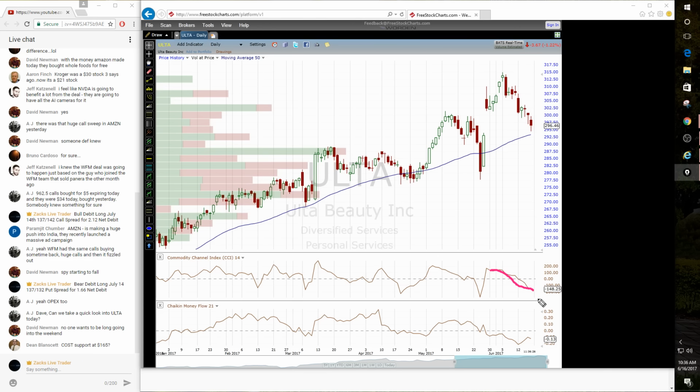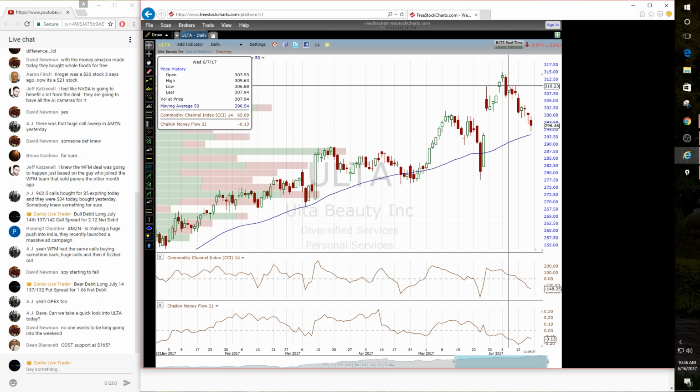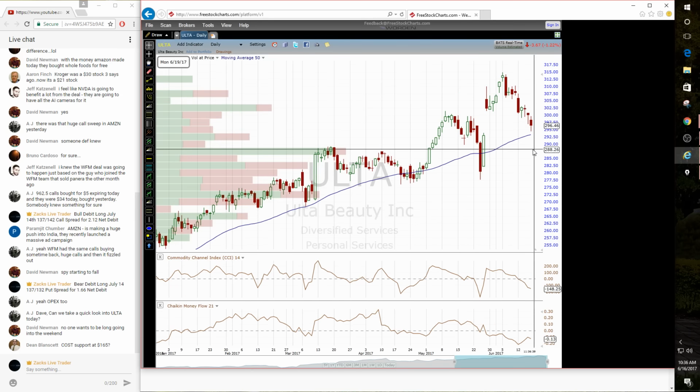Very oversold here on the commodity channel index at negative 148. I mean, that's very bearish there. Just like to see that tick up a little bit. But yeah, Ulta's been getting pounded here. 288s, I think maybe that'll hold.